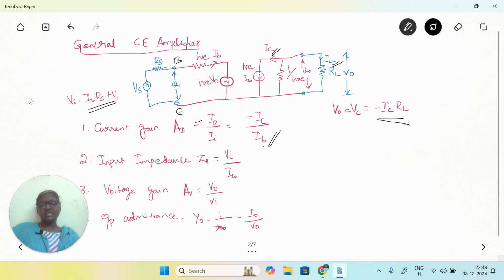Output admittance is taken as the inverse of the output impedance, which is equal to Io by Vo. As we know, Io is nothing but IL, which is equal to minus Ic, divided by Vo. Vo is the output voltage.